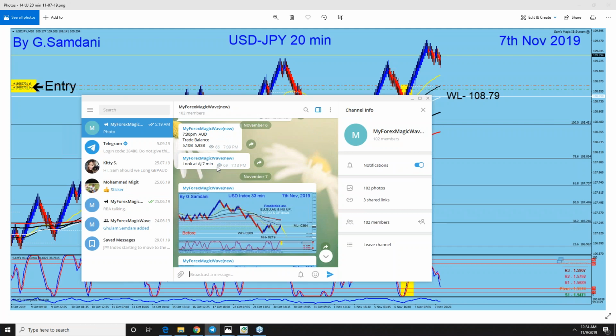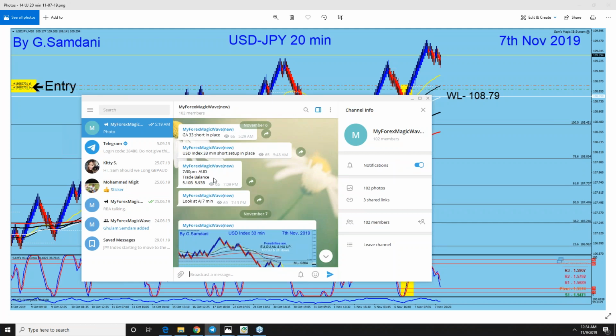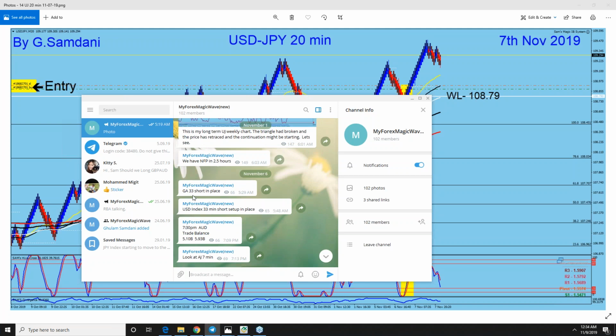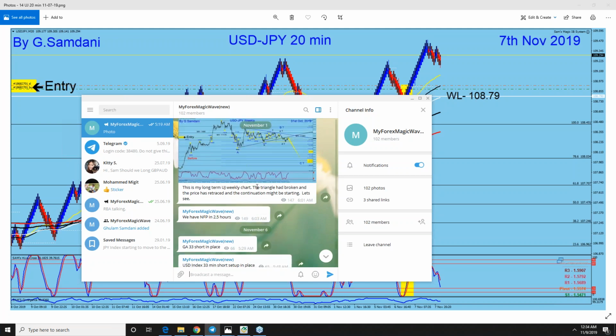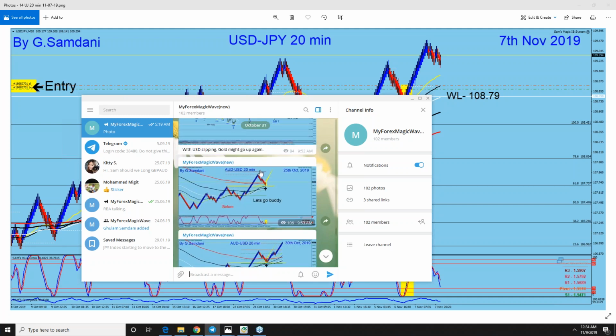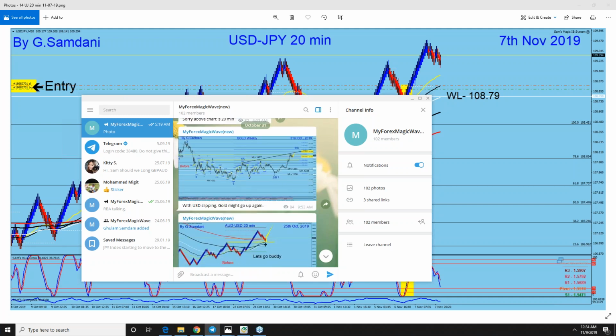See, look at the AJ 7-minute chart. Here the news is coming up. USD index, minimum short setup in place. You see, pound Aussie 33 short in place. So these are the heads-ups and charts, possible setups and possible trades, that I post on Telegram constantly. So this is it for now.